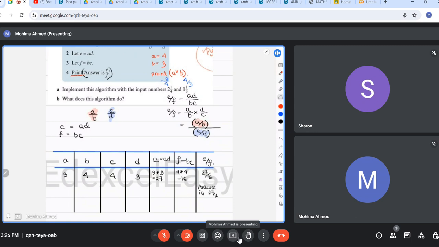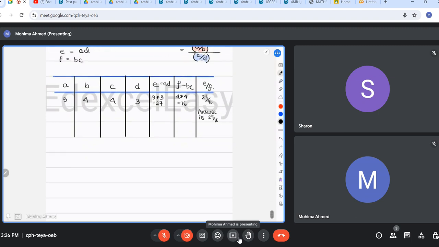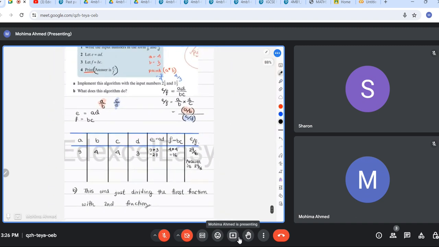Because this portion actually explained how you got that A over B divided by C over D will actually be A divided by B divided by C divided by D. That means this algorithm is dividing the first fraction with the second fraction. That is how the basic algebra is broken down in compiler, in codings. So for part B now, we'll write that with second fraction. Okay. Now we're done with question 2.